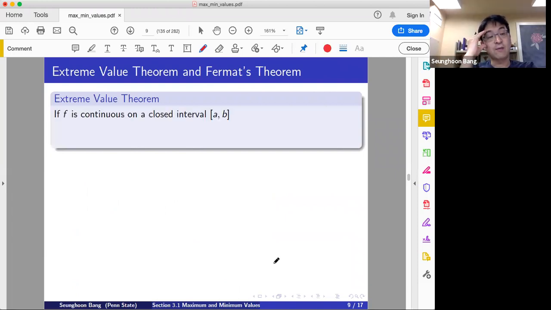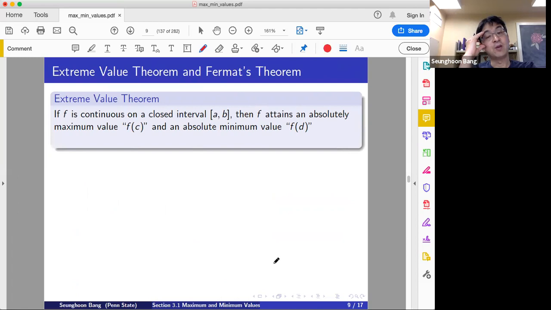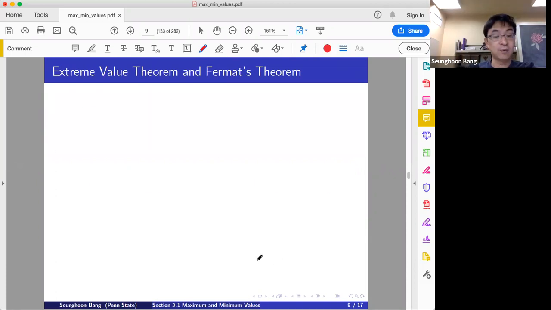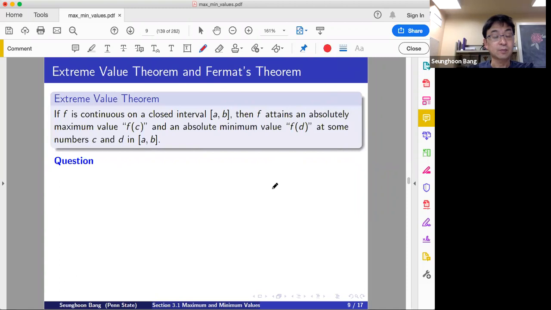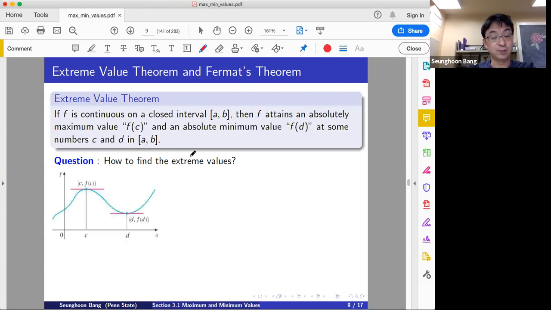The extreme value theorem: if the function f is continuous on a closed interval [a, b], then f attains an absolute maximum value f(c) and an absolute minimum value f(d) at some numbers c and d in the closed interval [a, b]. Sometimes between a and b, sometimes at endpoints, as in the previous examples. It's very clear from the previous graphs. The question: how to find the extreme value? The maximum or minimum, we call extreme value.